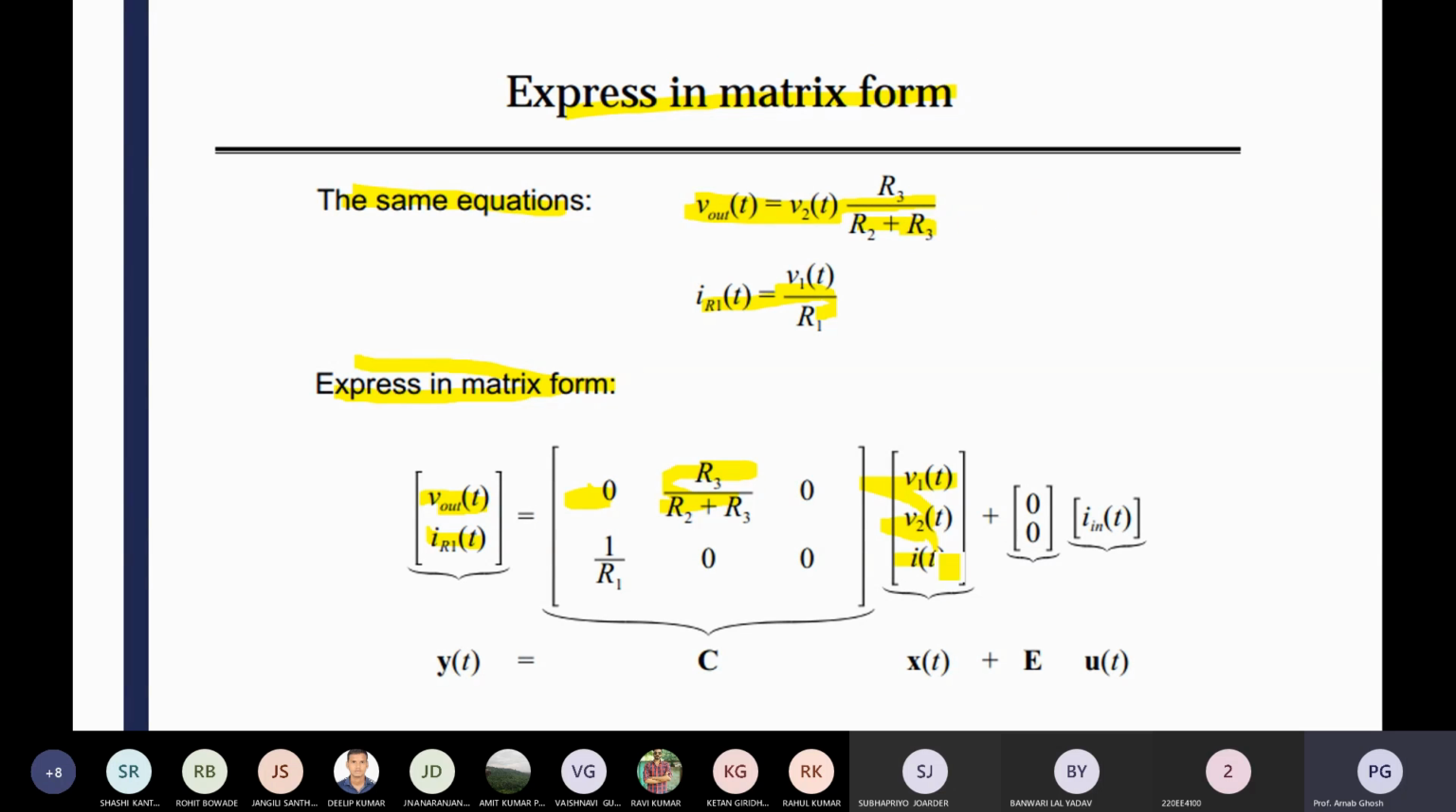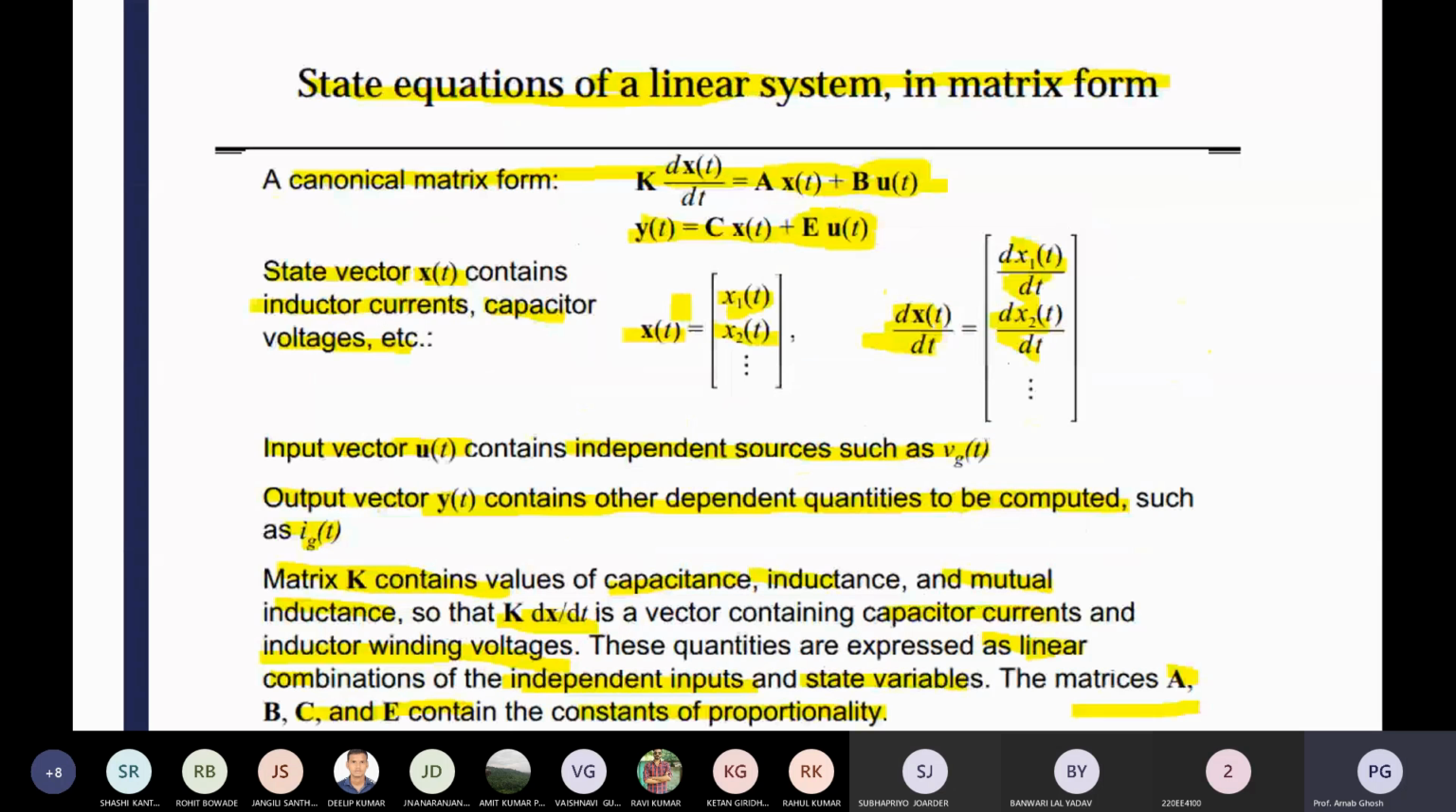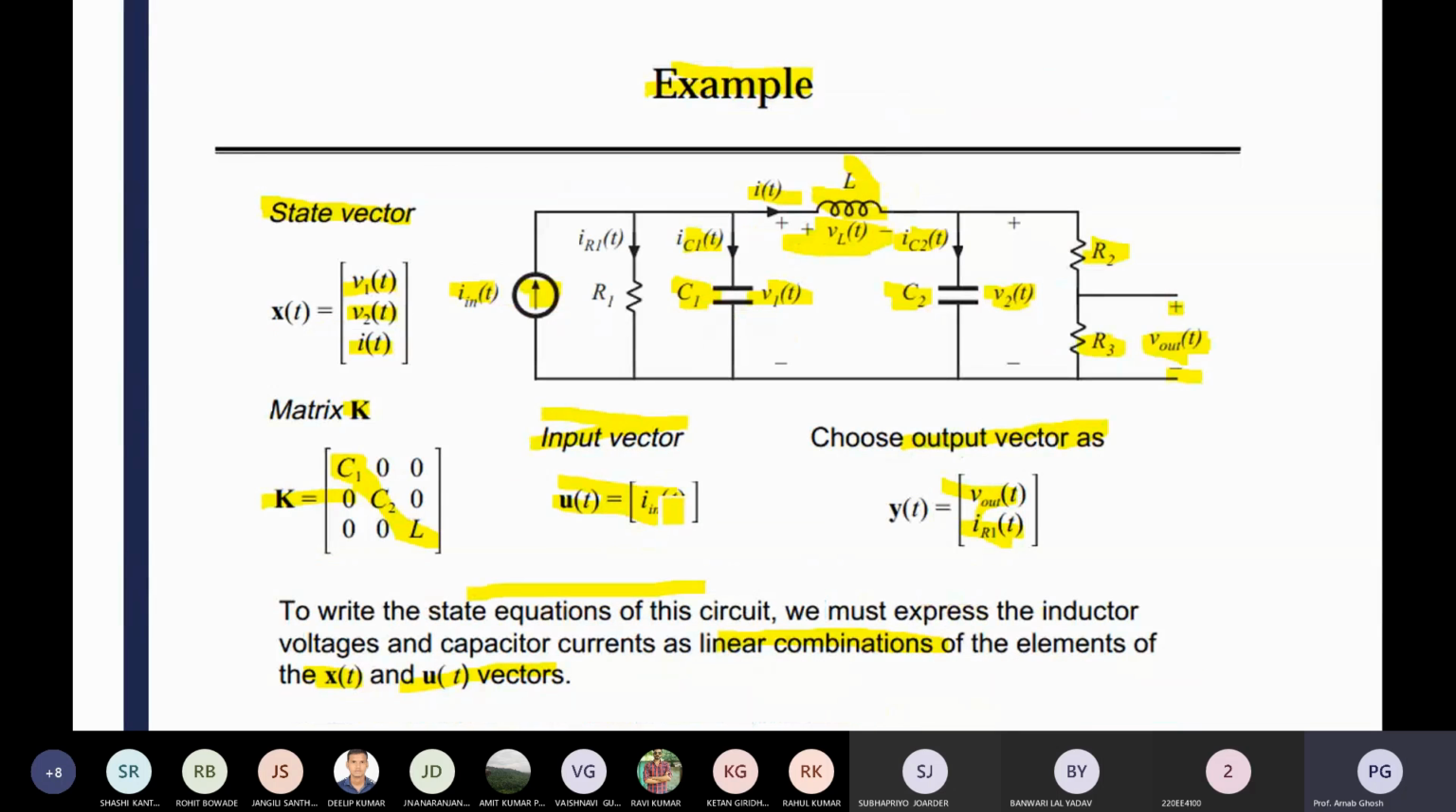So you have to write that equation in the form of state variables. That x(t) is common. From the formula that was written over there, it was K dx/dt plus A x(t) plus B u(t), and y equal to C x(t). That is the common one, your state variable, plus E into u(t), that input also being the same. Input variable and state variable are the same. So here what is your input? Input is in the form of input current, and y(t), the output, is in the form of V out and IR1.